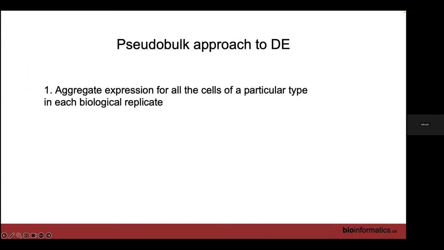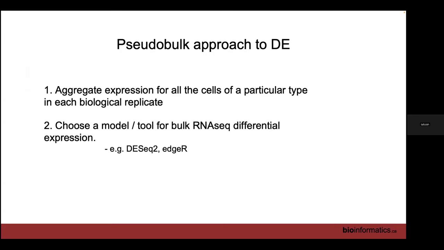So what we do is we use what's known as a pseudobulk approach. So here we're going to take our single cell RNA-seq and turn it back into bulk RNA-seq. Only now, because we've done single cell, we can do it on a cell type specific basis. So essentially, in silico, in our computer, we're flow sorting all of our cells into different cell types, and then going to do bulk RNA-seq. So here we aggregate the expression of all the cells of a particular cell type within each of our biological replicates, so within each of our mice. Then we choose a model or tool for bulk RNA-seq differential expression and use it for our single cell. So DESeq2 and edgeR are sort of the most popular ones, and they're based on what's known as a general linear model, or GLM.